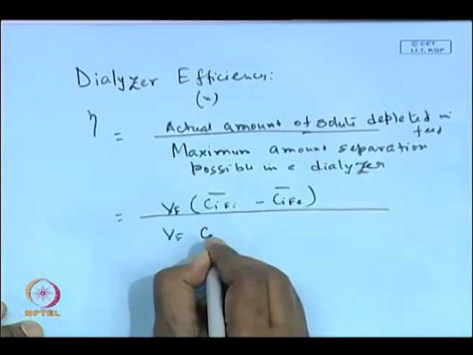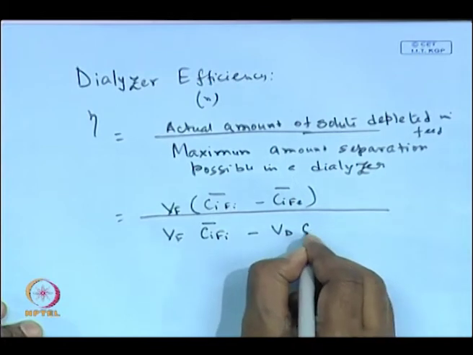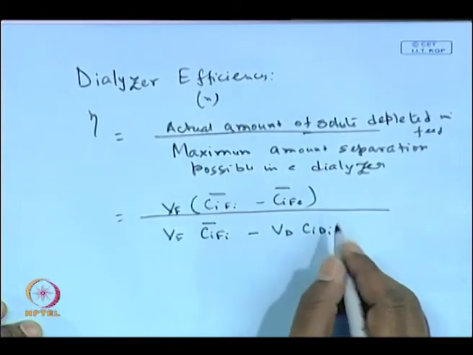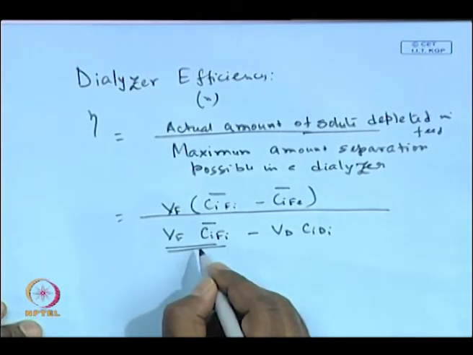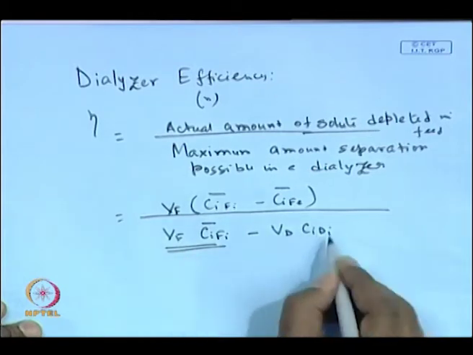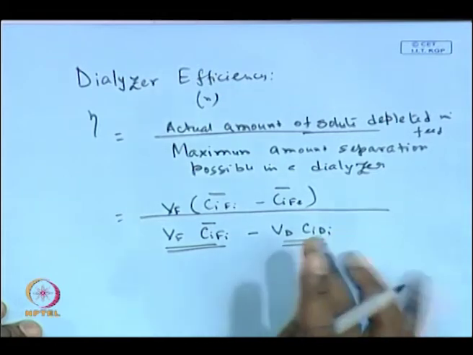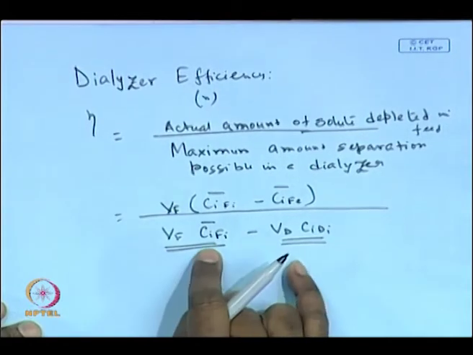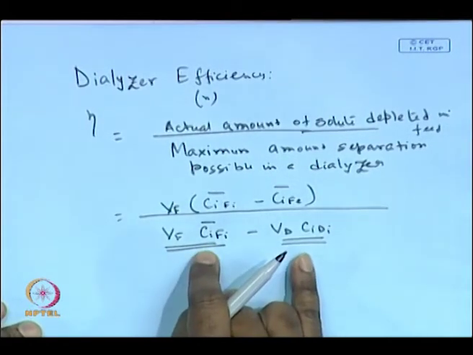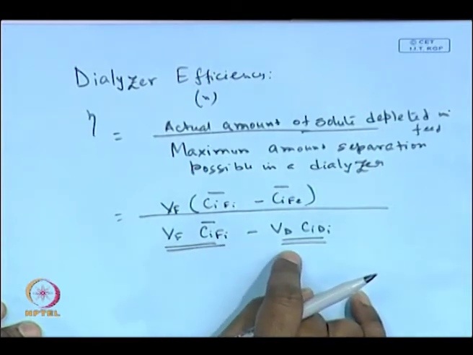Vf CFi minus Vd times CDi. That is the maximum possible one can have, because this is the amount of solute that is going into the system on the feed side, and this is the amount of solute that is coming into the dialysate side at the entry point. This difference is the maximum concentration difference of the solute one can expect in the whole dialyzer, because the maximum solute is occurring at the feed, and this is the maximum solute that is coming into the dialyzer.